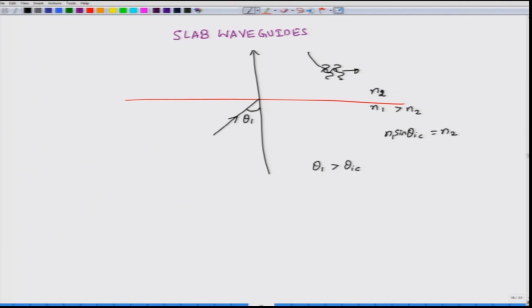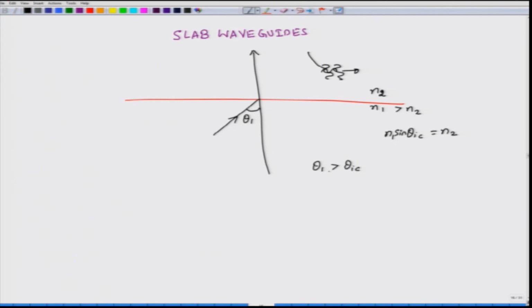Now, what I have is, I send in light at an angle theta 1, and at this point I do not concern myself with whether I am dealing with a transverse electric polarized wave or a transverse magnetic polarized wave. So, I just have light. You can think of this in the form of a ray or in the form of a wave. For now, we think of this in the form of a ray and do not worry particularly about whether it is TE or TM.